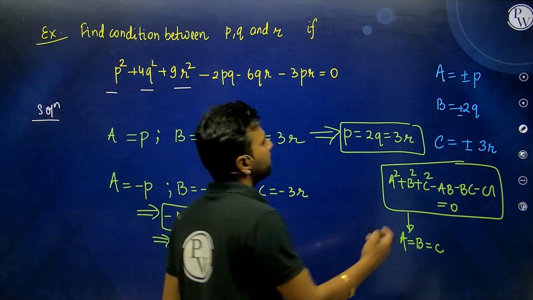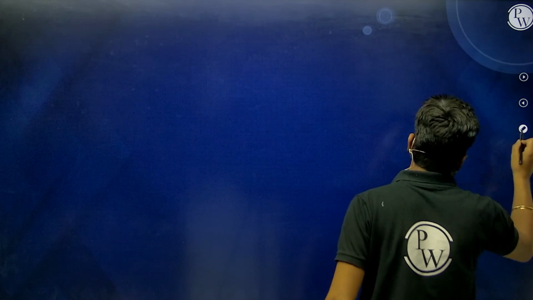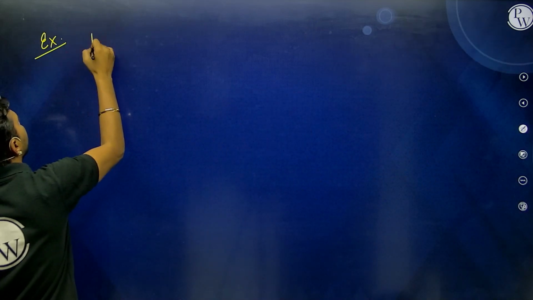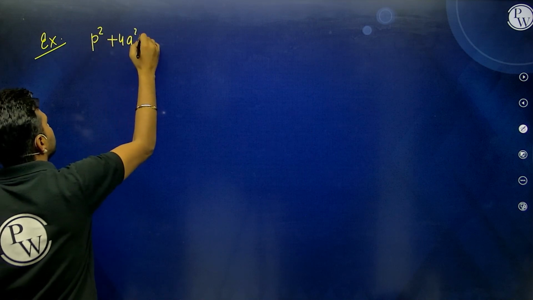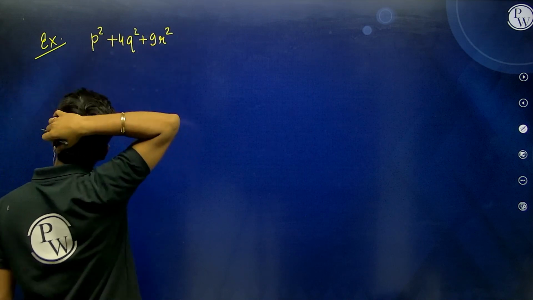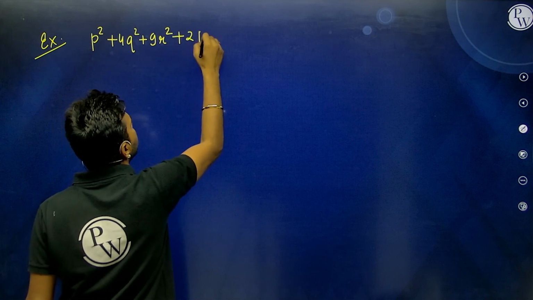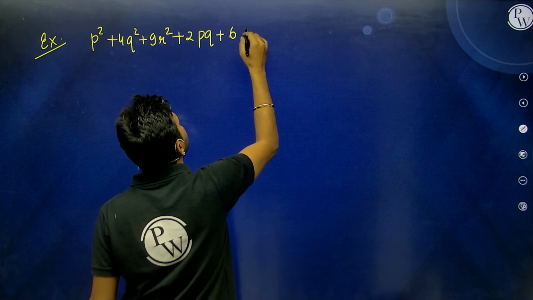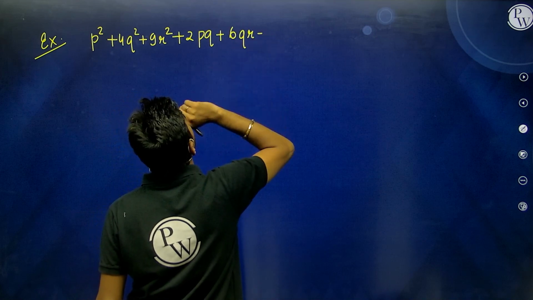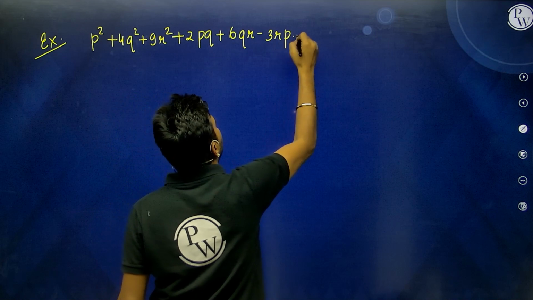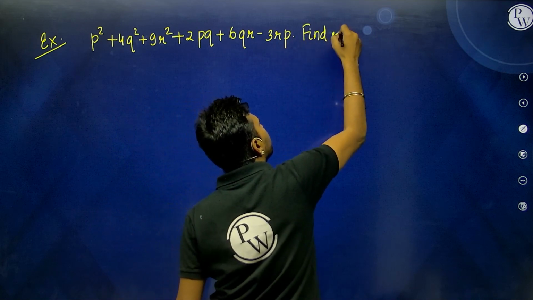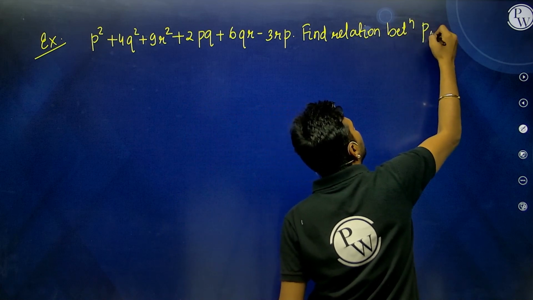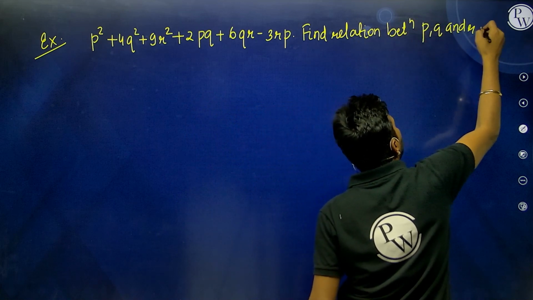I'm giving you the next example so that you can understand this thing in a better way. Let me give you that as well. Example. Let's say I give you an equation like this. Find the relation between P, Q, and R. Now feel it, kids.